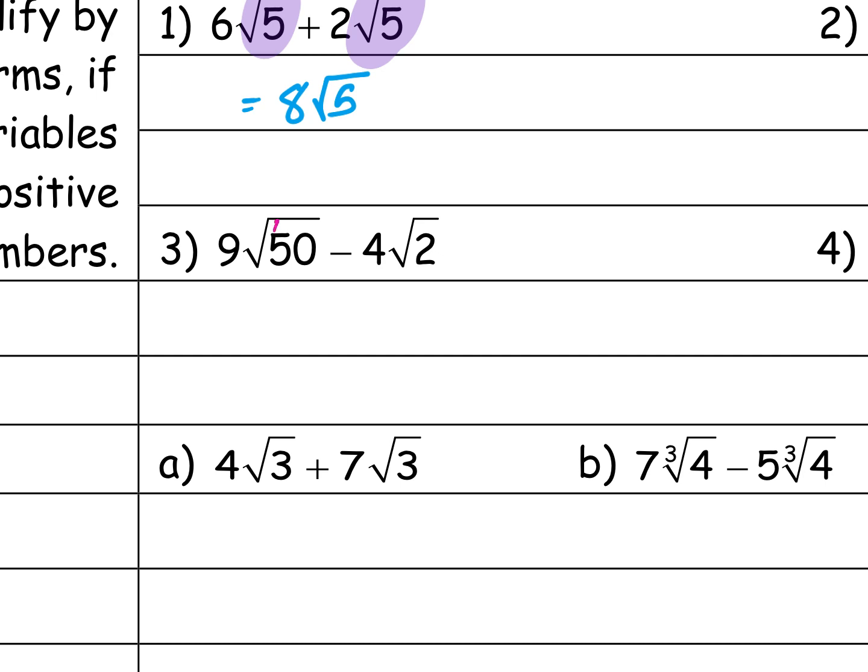50 is, what is 50? 25 times 2, right? So the square root of 25 is 5. So this becomes 9 times 5 square root of 2 minus 4 square root of 2. So 45 square root of 2 minus 4 square root of 2 equals 41 square root of 2.